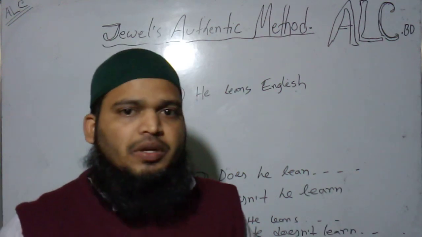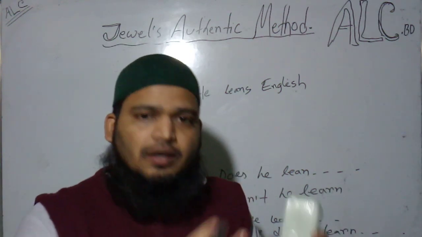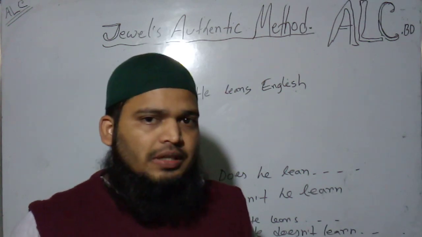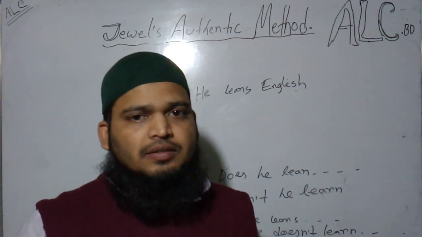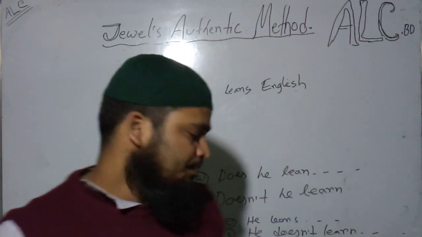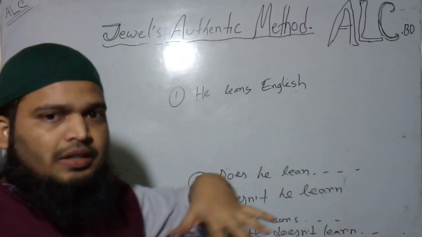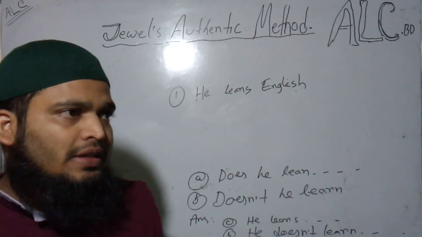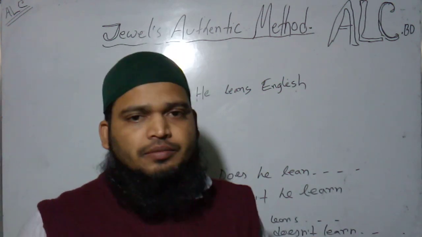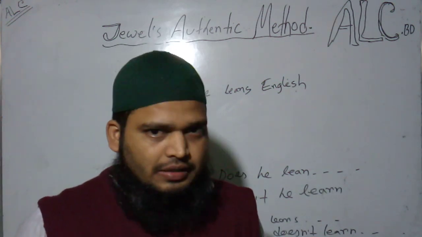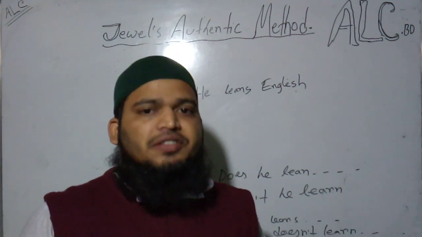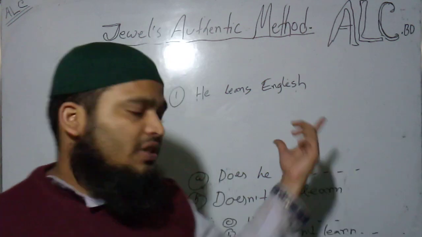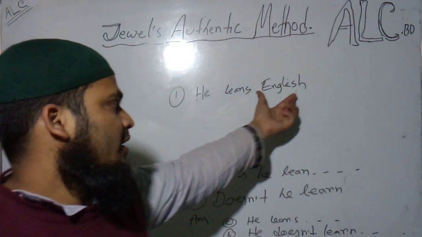So let me repeat it again. Does he learn Arabic? The answer will be no, he doesn't learn Arabic, but he learns English. In the similar way, I'll ask him different types of questions using languages. Does he learn Chinese? He will answer me, no, he doesn't learn Chinese, but he learns English. This is the lengthening system of using this first sentence. In the similar way, you can use it.